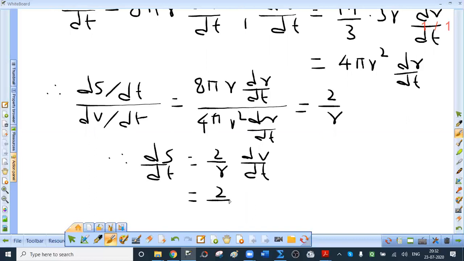We are given dv dt equal to 20 cubic centimeter per second and r equal to 5 centimeter. And then only you can substitute the values. You have to be very careful. In some cases, one is in meter, other is in centimeter. So you have to convert meter into centimeter. So 2 by 5 into 20, which is nothing but 8. But what will be the unit? It is area. So 8 centimeter square per second.